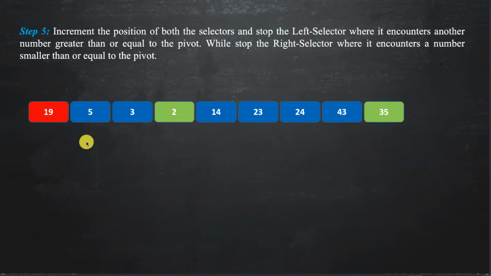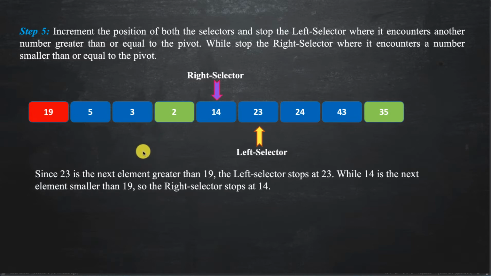So again, we continue doing this process. Left selector will try to find an element which is greater than the pivot. 23 is greater than 19, so it will stop here. And the right selector will try to find the element smaller. So it will come to number 14 because it is smaller than 19. Now notice here in this case, left selector is actually greater than the right selector.